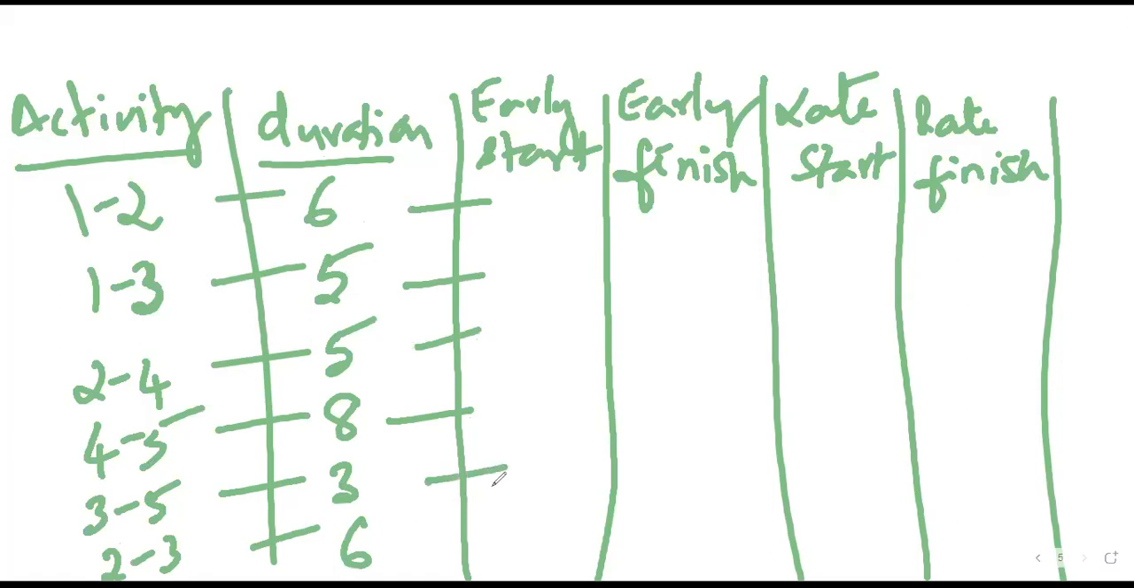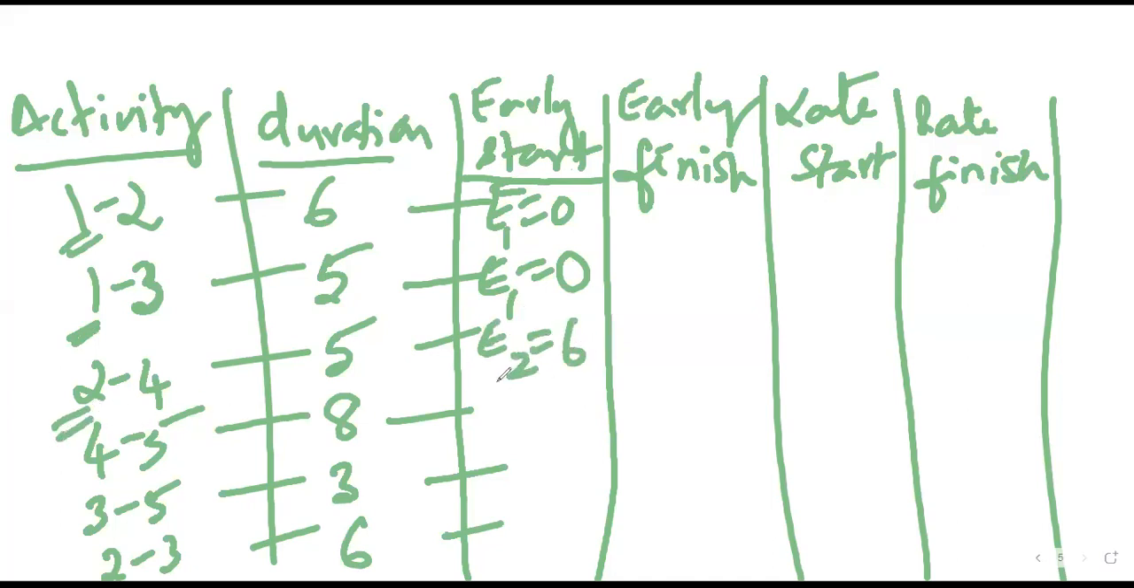Any answers for the early start? 0, 0. Why? Because E1 is equal to 0. Next, 6. Next, 1-3, early start. E1 equals 0. Again, E1 equal to 0 because starting node is 1 for both. Correct. Next. E2 equals 6 because starting node is 2. E4 equals 11. E4 equal to 12. E2 we have already written.